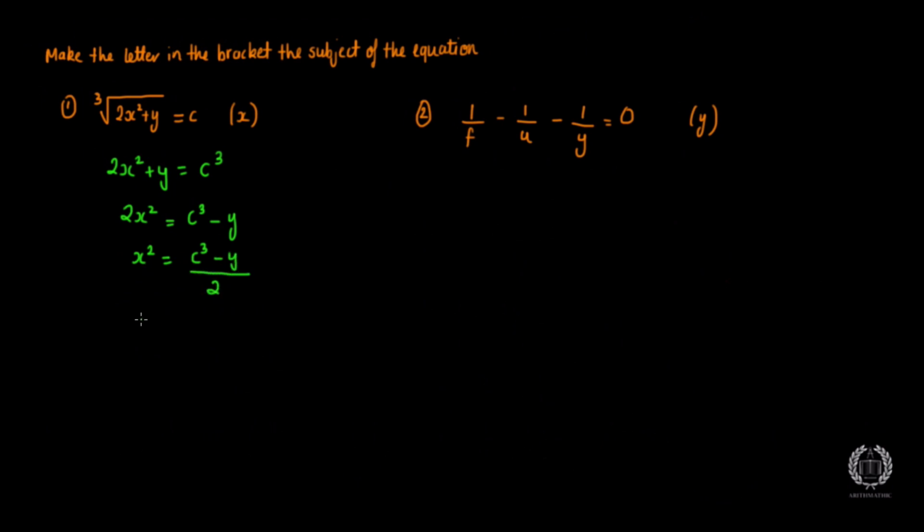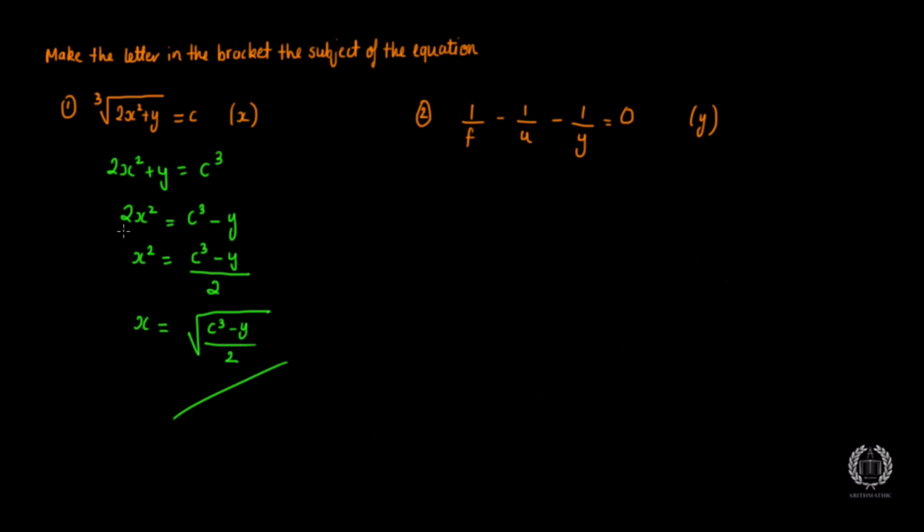And because we want x now, get rid of the square, which means we're going to square root the whole thing. So it's going to be the square root of c cubed minus y over 2. Okay? If you've got this, well done. If you haven't, look at the steps that you've done. You might have made a silly mistake by forgetting to change the minuses and plus.